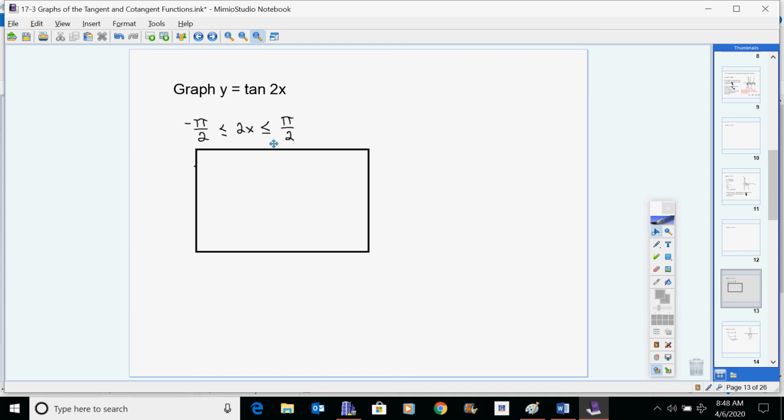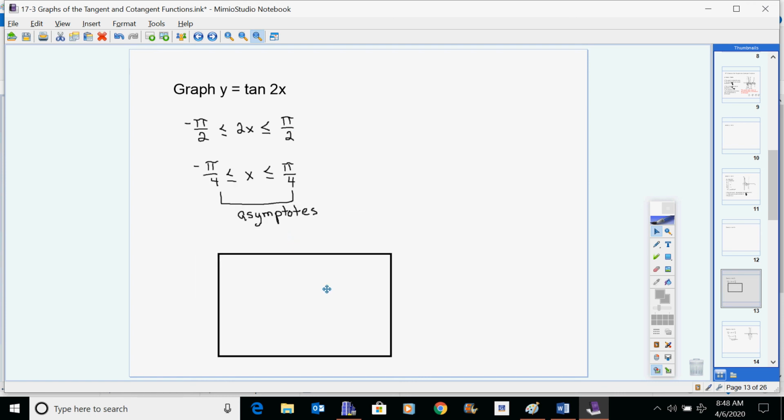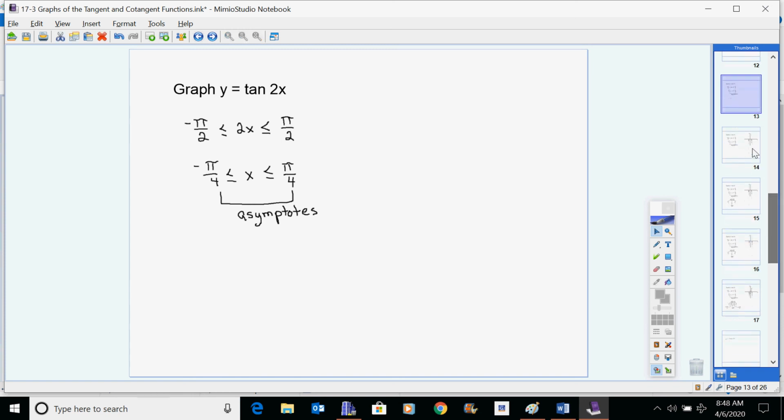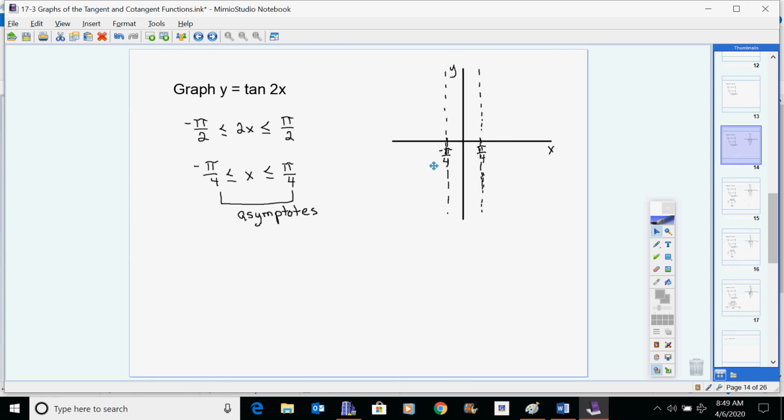So you've got to get this x by itself. You could say divide by 2, but since it's by fractions, it's a little bit easier to think of it as multiplying each one by a half. Because when I do times a half, this cancels out. Times a half gives me a quarter here and a quarter here. Those are where your asymptotes live. So when you're first starting out a graph, you figure out where the asymptotes live, and you draw them in.